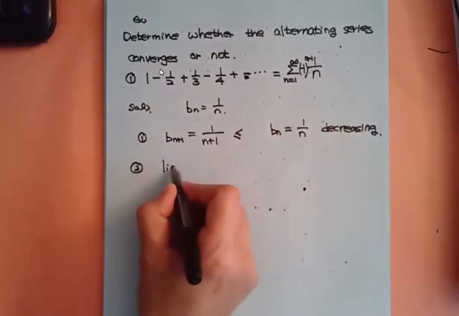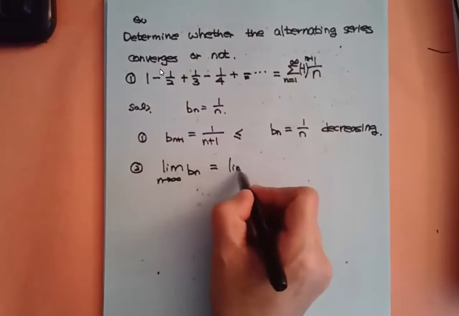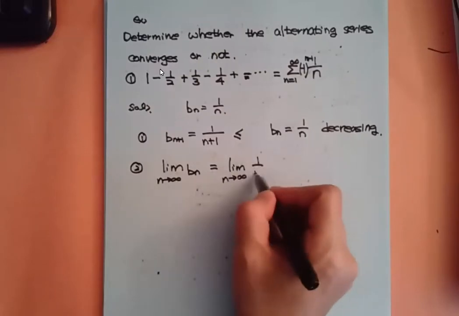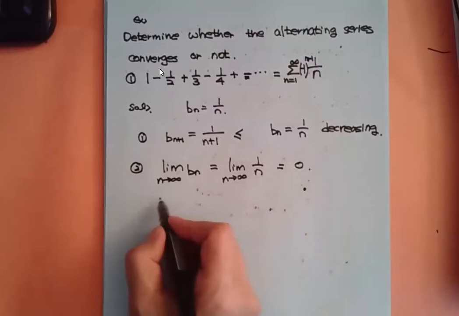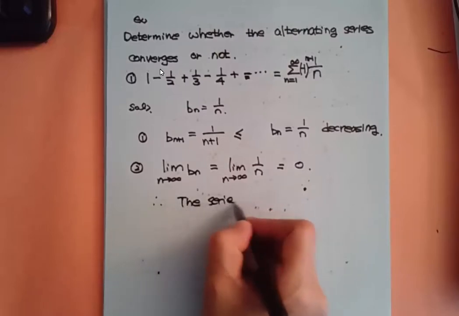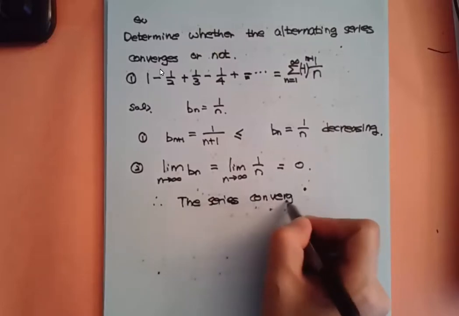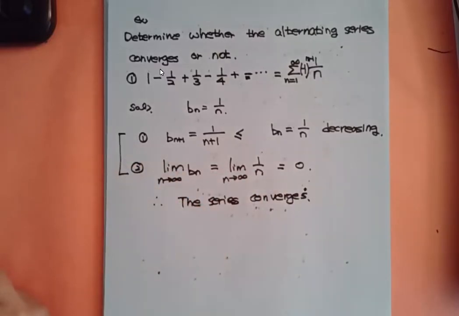Secondly, when we take the limit of bn, that becomes the limit as n goes to infinity of 1 over n. As n gets larger and larger, 1 over n gets smaller and smaller and approaches 0. So it satisfies the alternating series test, and the series converges. In the exam, you have to verify both conditions and state the test name. But it is more likely they will give you which test to use.